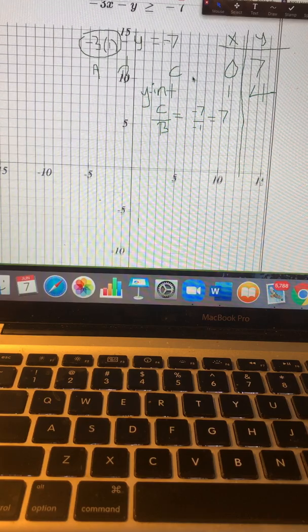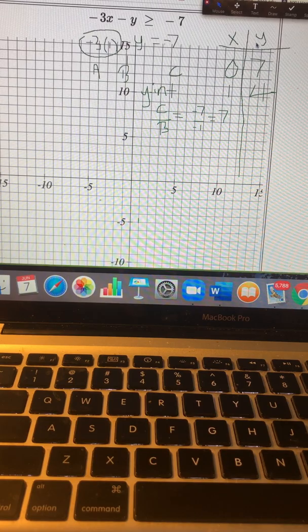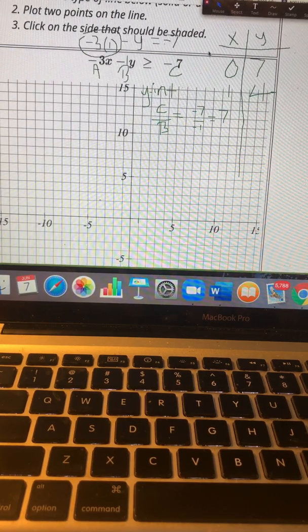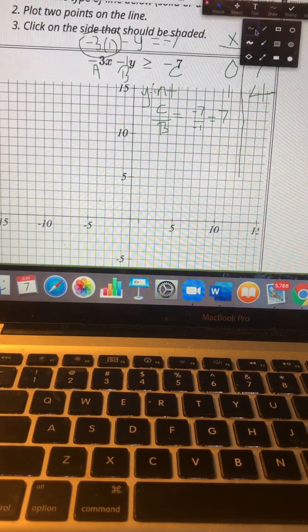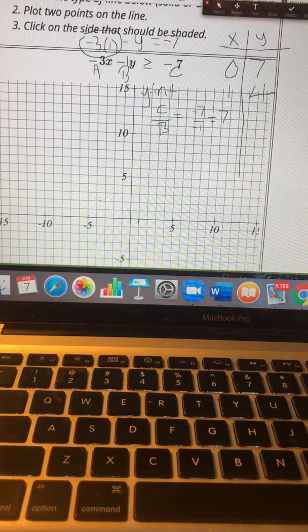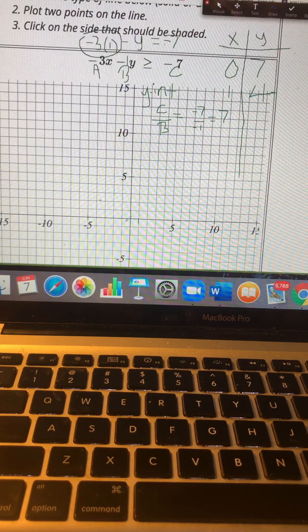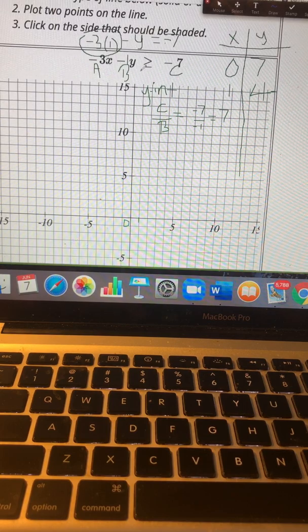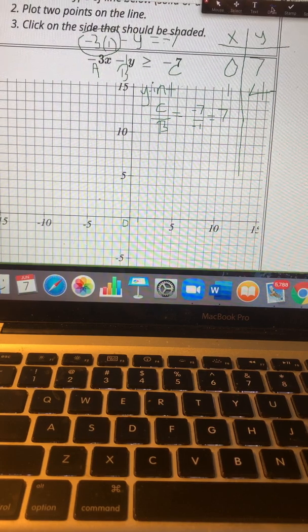But before I go to graph, I need to figure out something. Is the shading going to be above or below? In order for us to know whether the shading is above or below, I would suggest that we actually do a check. We can use the origin as a check. Here's the origin, 0, 0. I'm using the origin because this graph definitely does not go through the origin. How do I know that? Because when x is 0, y is 7.